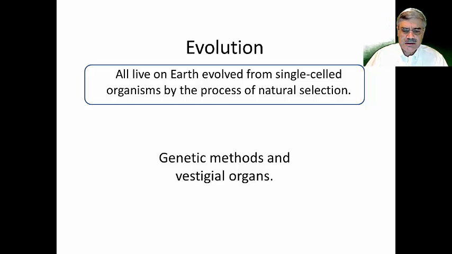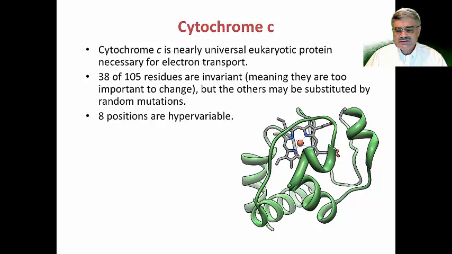Now, let's begin by looking at some genetic methods and how they are used to help us understand evolution. Cytochrome C, we'll focus on a protein. This is a protein found in all, or essentially all, eukaryotic organisms. It's called cytochrome C. It's not so important what it does. You see a drawing of cytochrome C in the bottom right. This is one of the ribbon drawings.